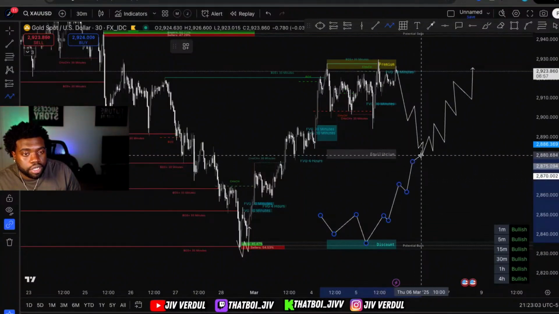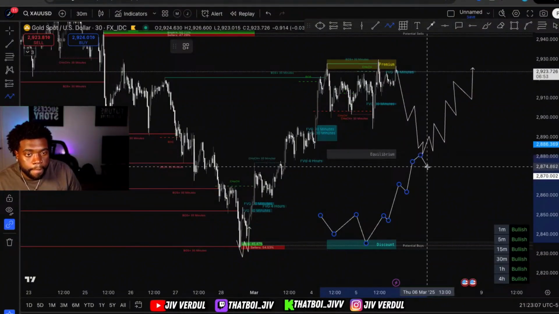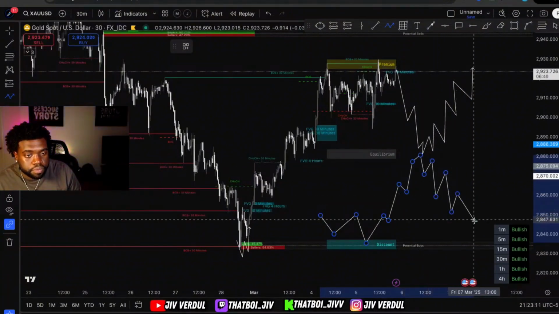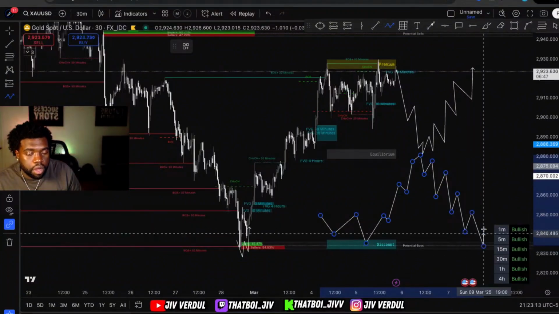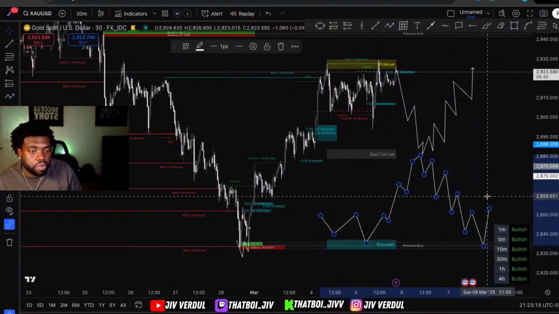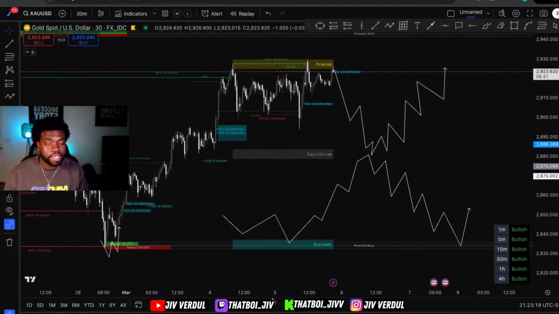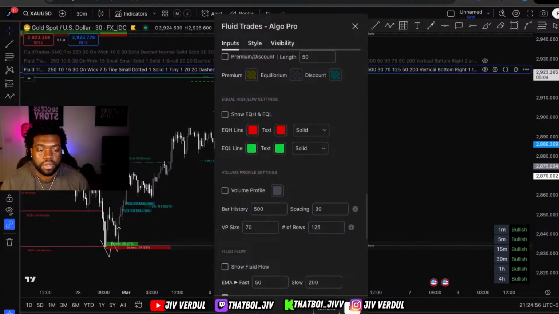I know my chart is ugly right now, but let's say it reacted off of this equilibrium right here, it could play as a resistance zone for price to continue going down. It all depends on how you want to use the tool, what your bias is, and what data you're collecting to make a decision. Boom. So we still got the volume profile, right?